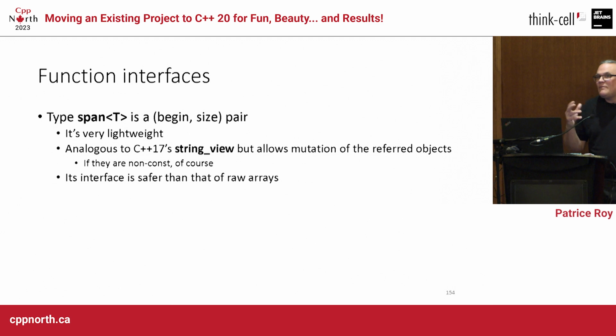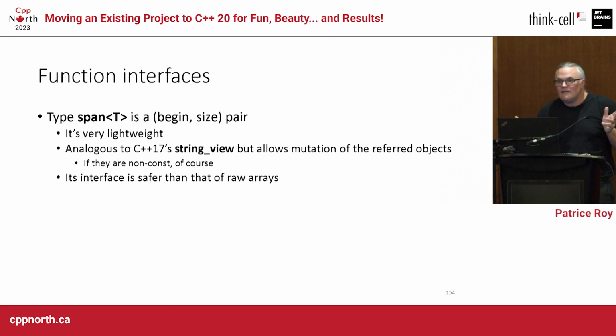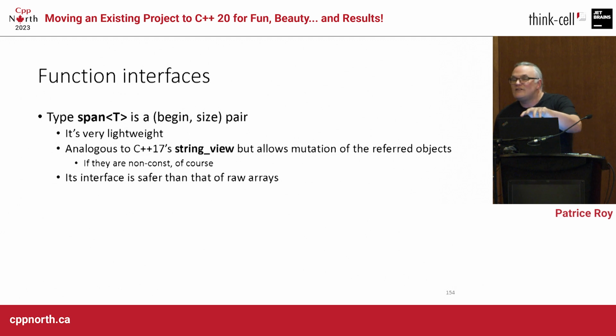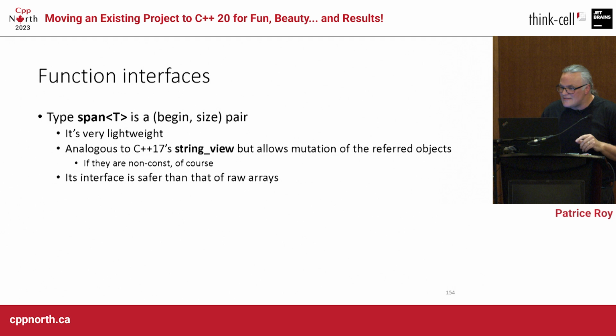The span is a pair begin size essentially. It's lightweight. It's kind of like string view, but it doesn't let you change anything. String view doesn't let you change anything. Span lets you change stuff. So you have to mark your elements as const if you don't want them to. And it's a safer interface than array, so why not? Okay. So let me accelerate a bit because time is flying.